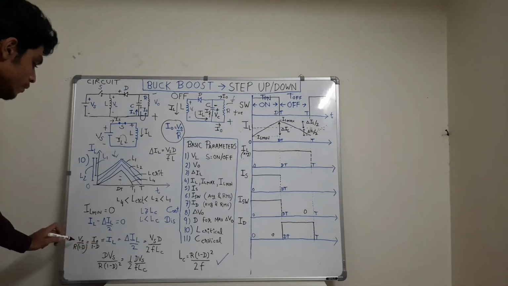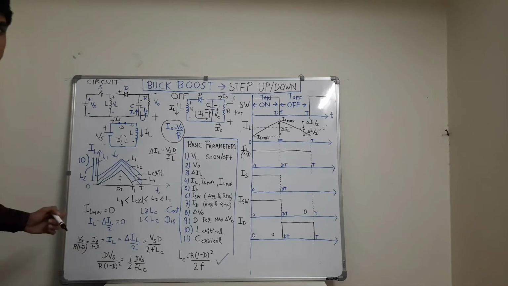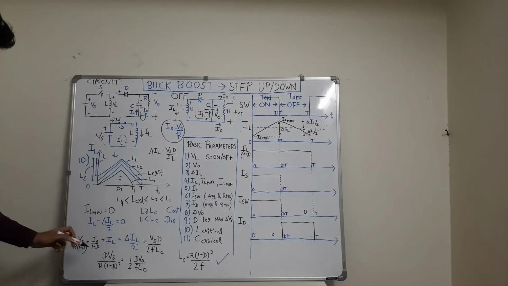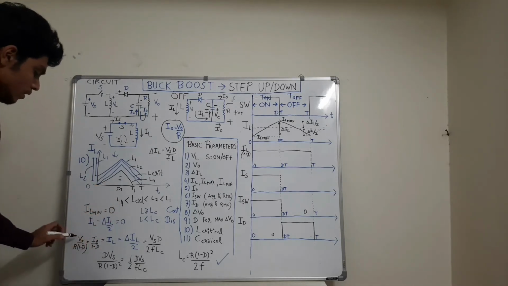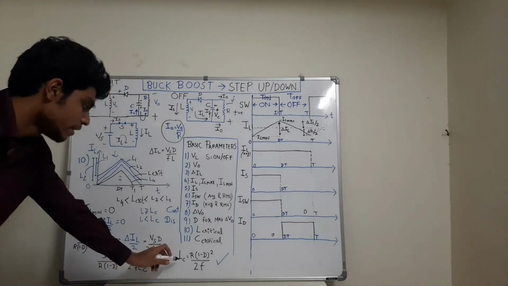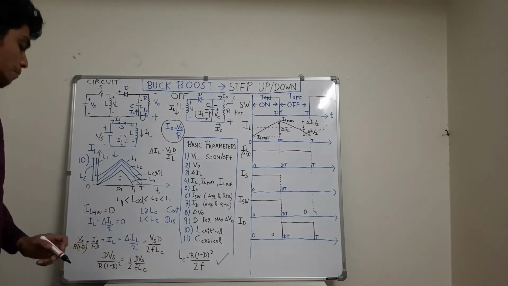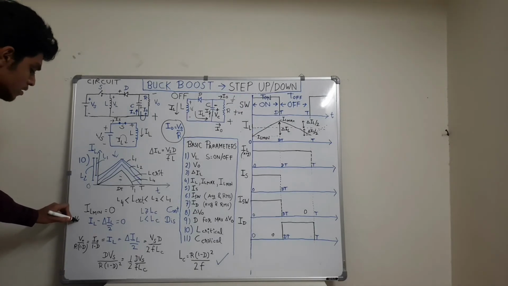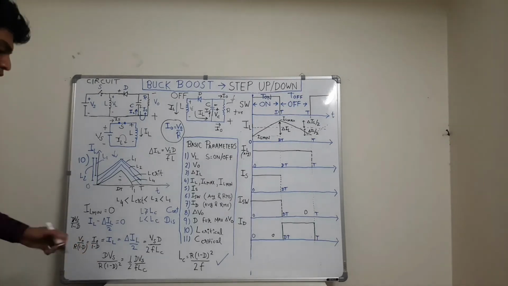So equating this, we write V naught in terms of Vs upon 1 minus D. We have derived V naught is equal to D into Vs divided by 1 minus D. So substituting all the values, we get the final equation LC is equal to R into (1 minus D) whole square upon 2F. I have simplified it directly here, so take care.